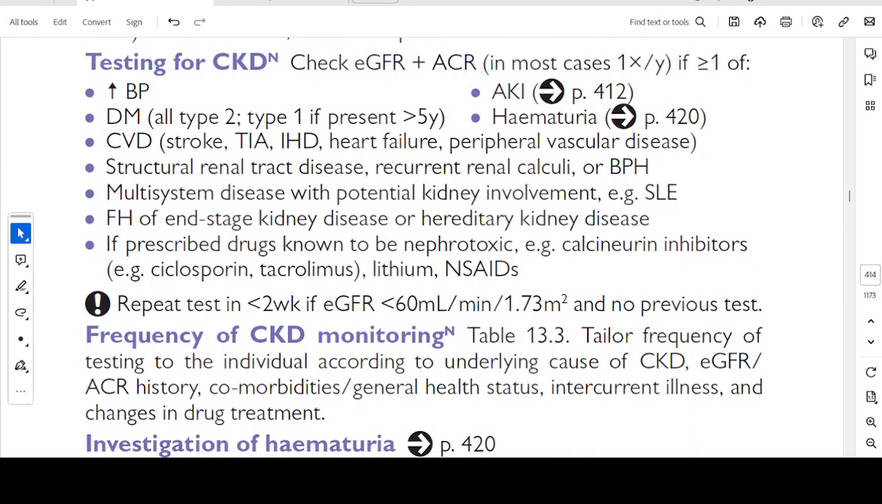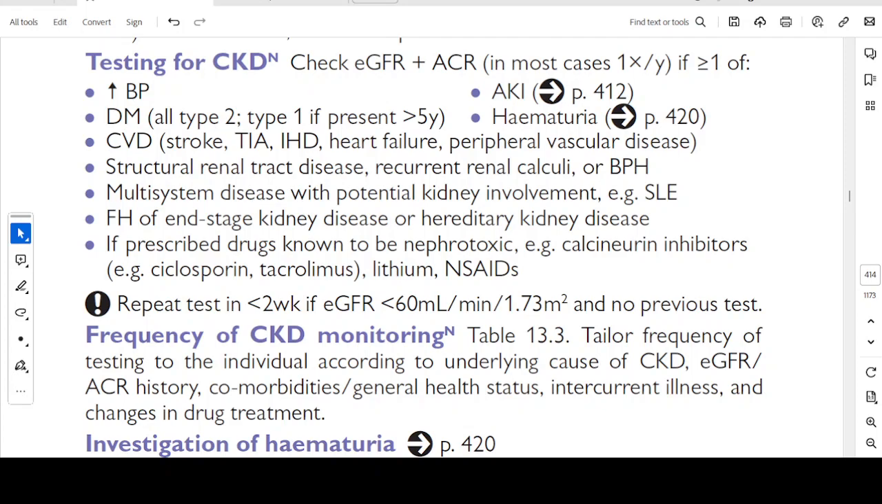Testing for CKD. Check the eGFR plus ACR in most cases once every year, and if more than one of the following is present: high BP, diabetes (all type 2 diabetes and type 1 diabetes present more than 5 years), AKI, hematuria, CVD, stroke, TIA, ischemic heart disease, heart failure, peripheral vascular disease, structural renal tract disease, recurrent renal calculi or BPH, multisystem disease with potential kidney involvement like SLE, family history of end-stage kidney disease or hereditary kidney disease, or if prescribed drugs known to be nephrotoxic, for example calcineurin inhibitors like cyclosporin and tacrolimus, lithium and NSAIDs.